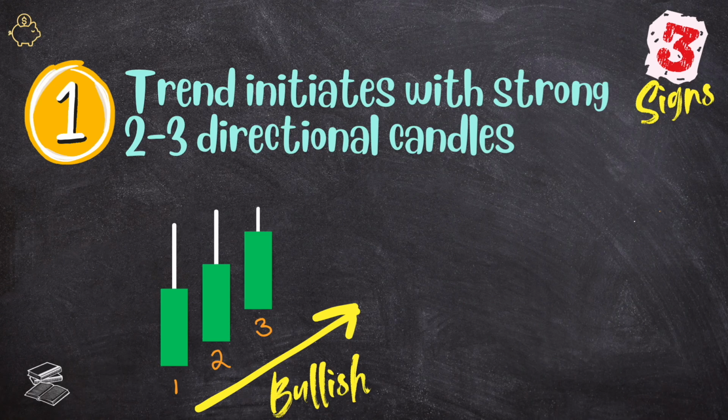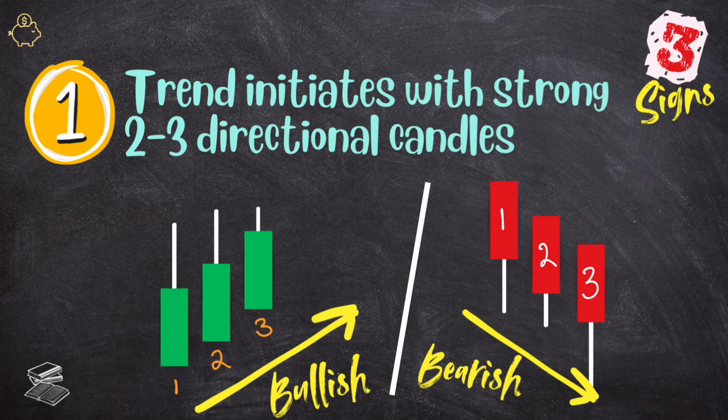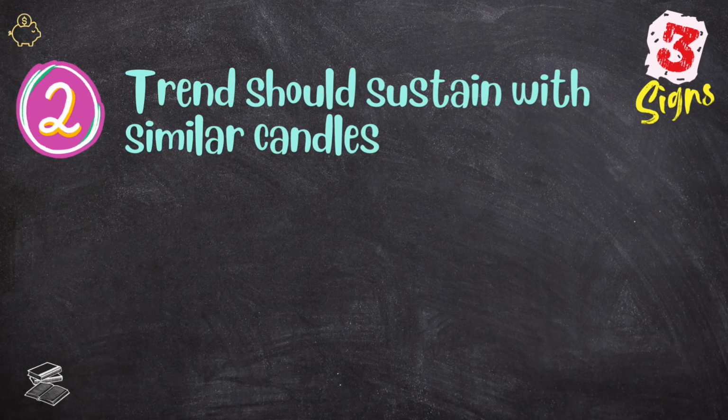Well, we will not use this as an indication of trend initiation. Similarly, the initiation of a bearish trend will be indicated by the presence of shaved top candles. We need this to confirm that the trend is initiating. The next step will help us provide confirmation to this trend.